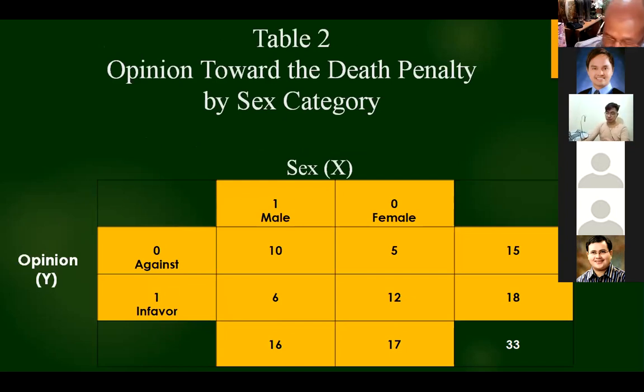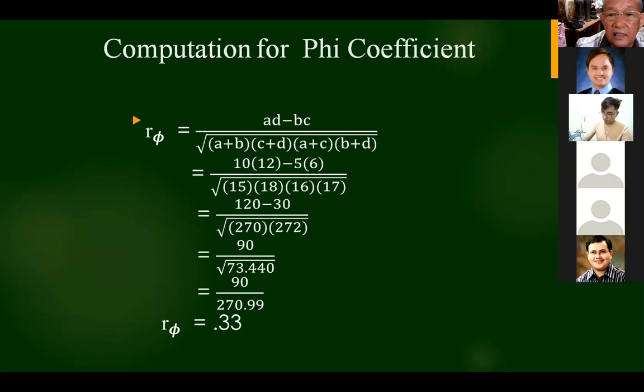Okay? O kaya here, makita nyo, 10 times 12, and then 5 times 6. The denominator, A plus B is 15. C plus D is 18, A plus C is 16, and B plus D is 17. If you solve for it, you will get a correlation coefficient equal to 0.33.